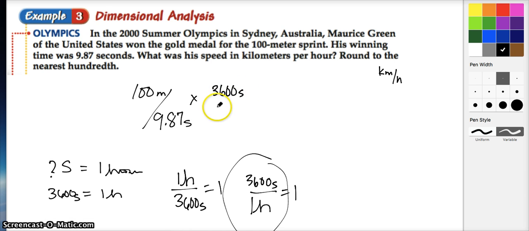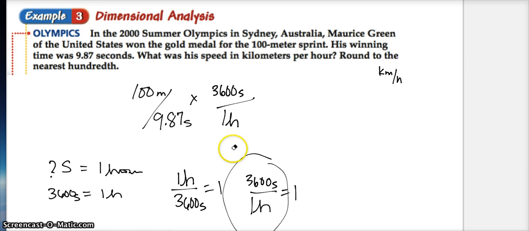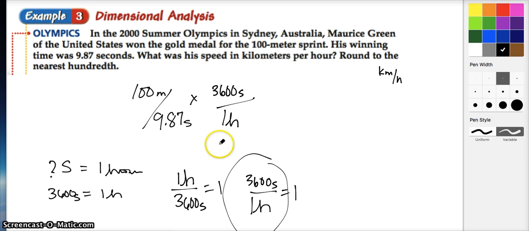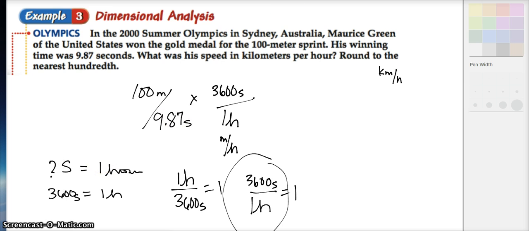3,600 seconds over 1 hour is going to give me this. Watch. I now am going to multiply these two together. When I multiply, the seconds are going to disappear and I'm going to be left with hours, okay? But before I cancel that out, I'm feeling comfortable that by now I'm going to be at, let me do it this way, meters per hour. I'm still not at my goal. By the time I multiply this, I'm at meters per hour. I want to be at kilometers per hour. And so now the question is, how do I go from meters to kilometers?